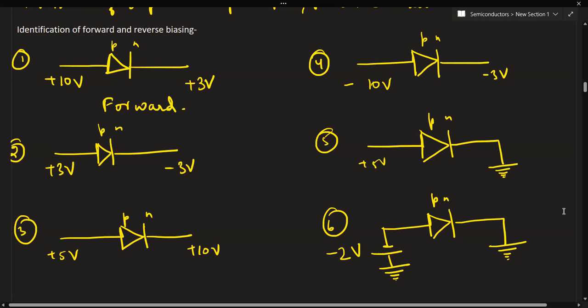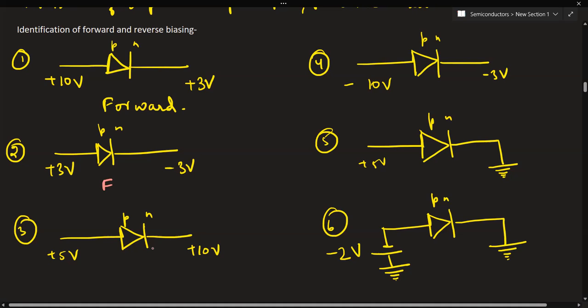So yes, the first part, it will be this. Regarding the second part, this will be C. +3 is connected to P side and -3 volts is connected to N side. Means higher part is connected to P and lower part is connected to N. So this is definitely forward bias.